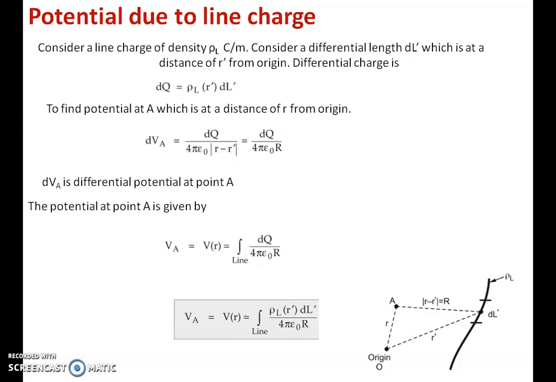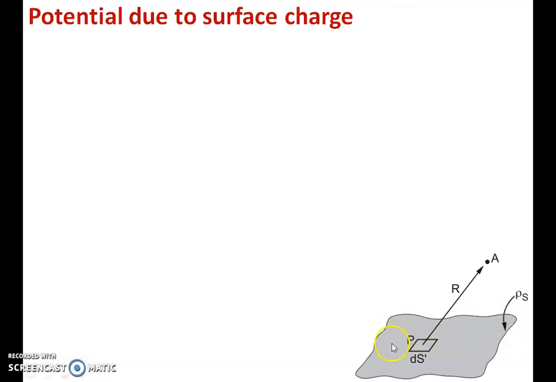Next we will see the expression for potential due to a surface charge distribution. Here also, similarly, we will consider a surface which has a charge density of rho s, placed at a distance of r dash from the origin, and I am considering a small elemental area at point P which has a surface area of ds dash. The surface charge density at this small elemental area ds dash is rho s of r dash.